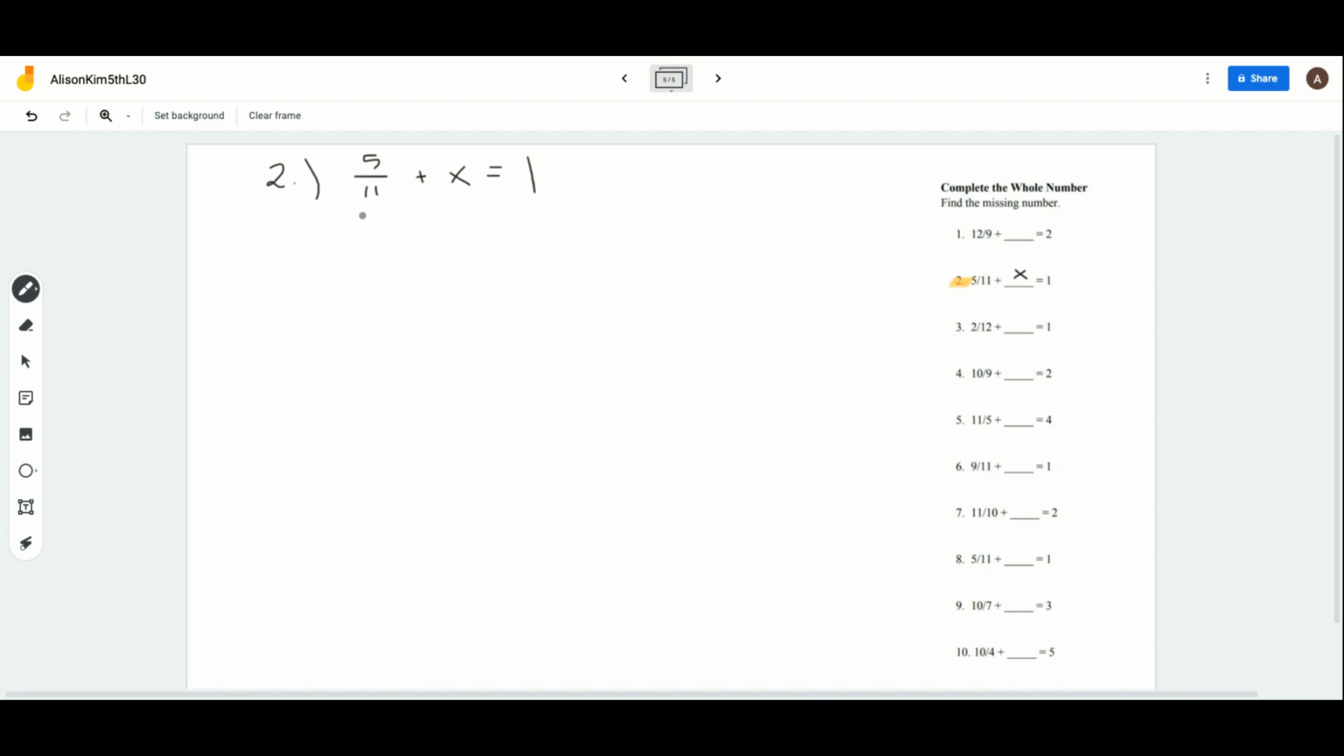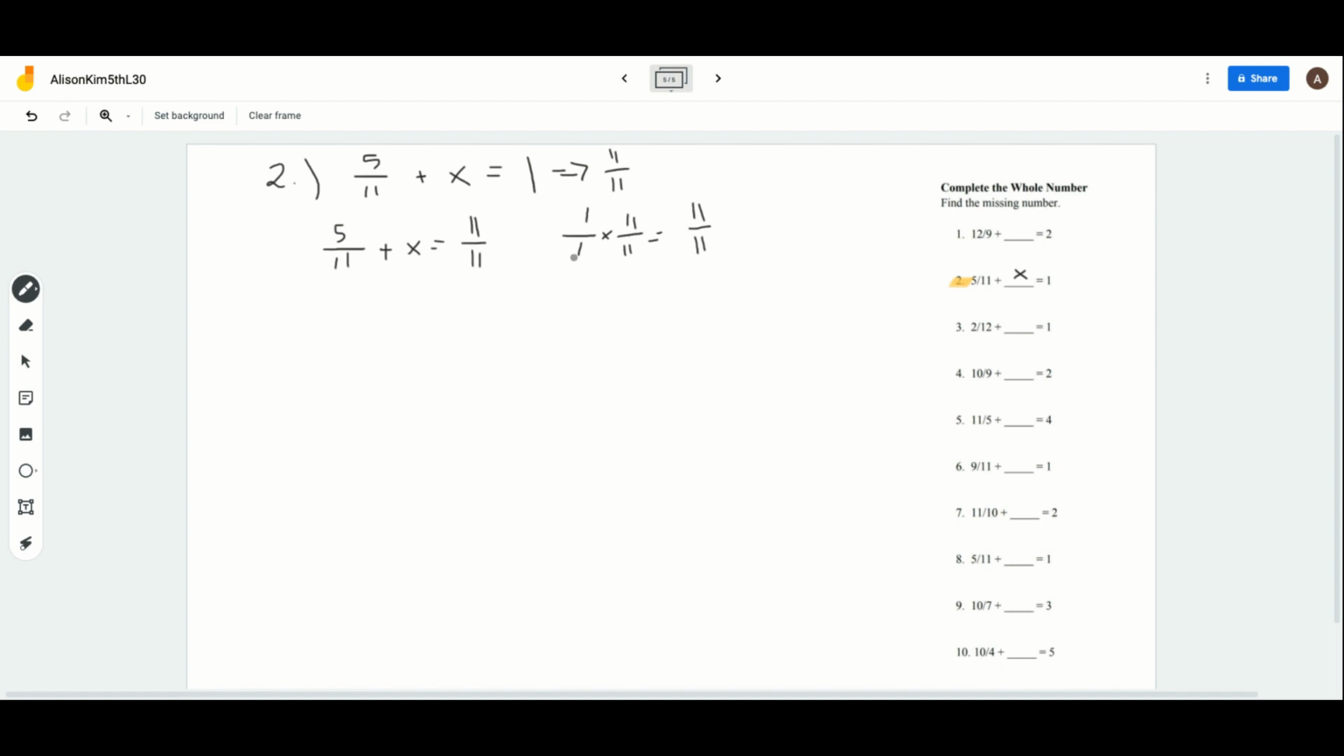We know that 1 is the same thing as 1 over 1. But we need to have the same denominators, so we're going to have to make it into 11. We multiply both top and bottom by 11, and we get 11 over 11. So 1 is going to turn into 11 over 11. Let's write that new equation: 5 over 11 plus x equals 11 over 11.